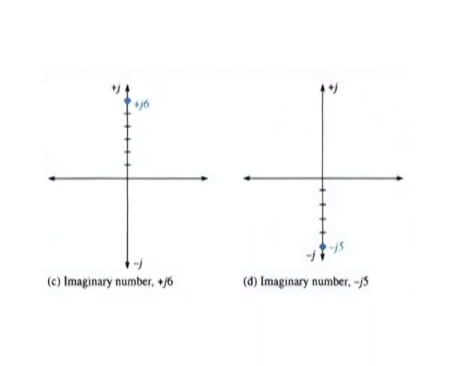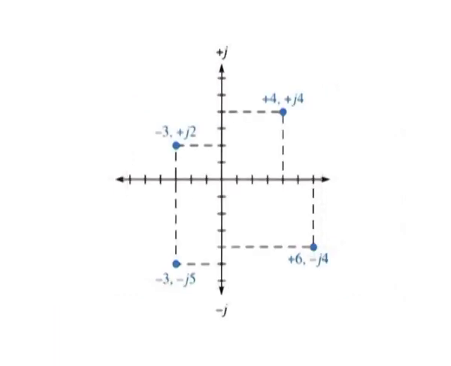A point on the plus j axis 6 units from the origin, as shown in part C, is a positive imaginary number, plus j6. Finally, a point 5 units along the minus j axis is the negative imaginary number, minus j5, as shown in part D. When a point lies not on any axis but somewhere in one of the 4 quadrants, it is a complex number and is defined by its coordinates.